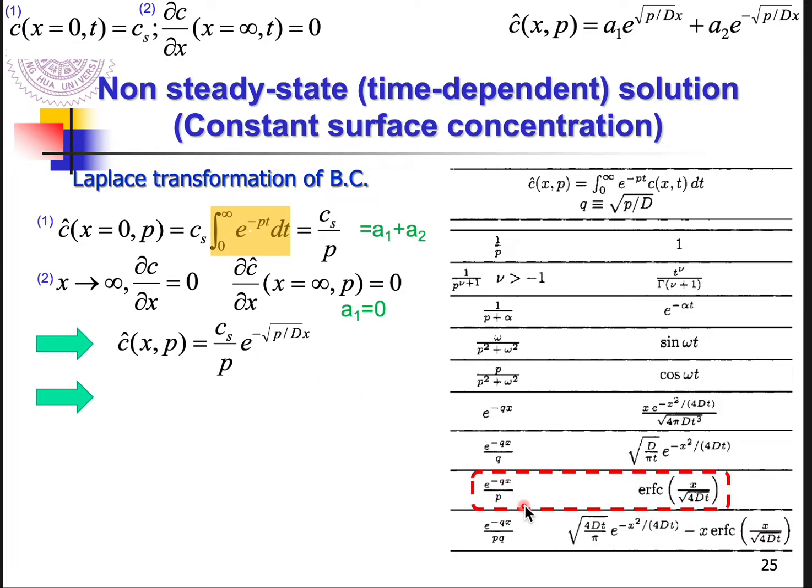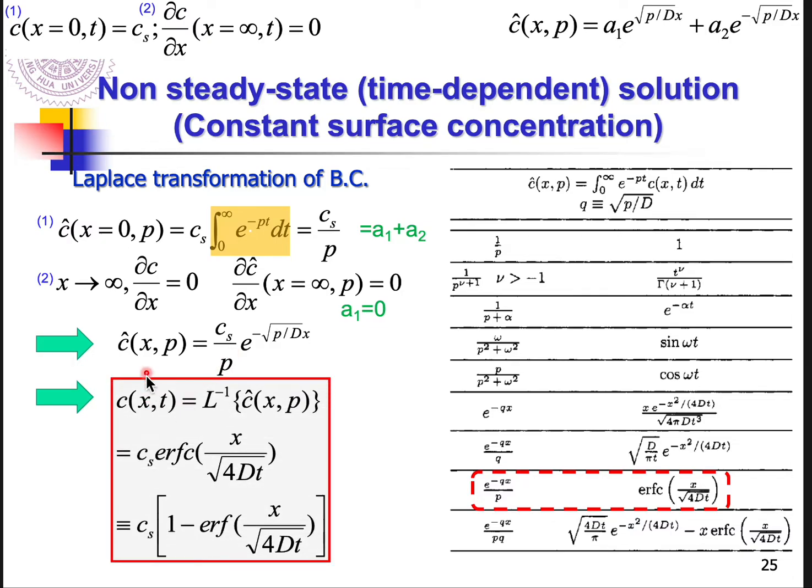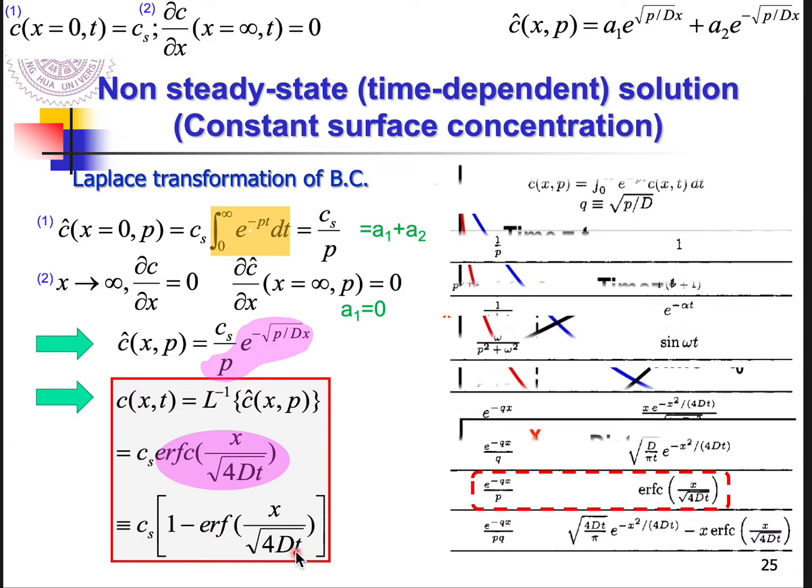If you take a look here, the exponential term with P at the bottom is quite similar, right? So we can successfully convert it back to the T domain, with CS taken out. Then you can convert it to the complementary error function. Some people will convert the complementary error function into 1 minus the error function. So this is the solution for this case.